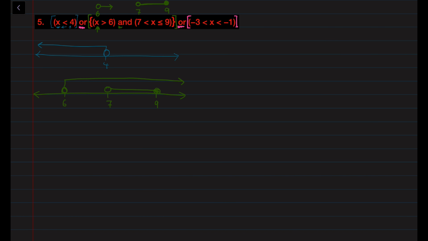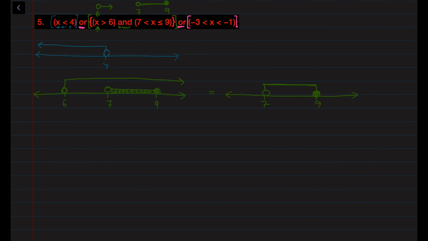It's an AND operator, so we're looking for an overlap. So this would be our final answer for this section. So we have 7 and 9. 7 is not included, 9 is included, and we're looking for all the numbers in this range.